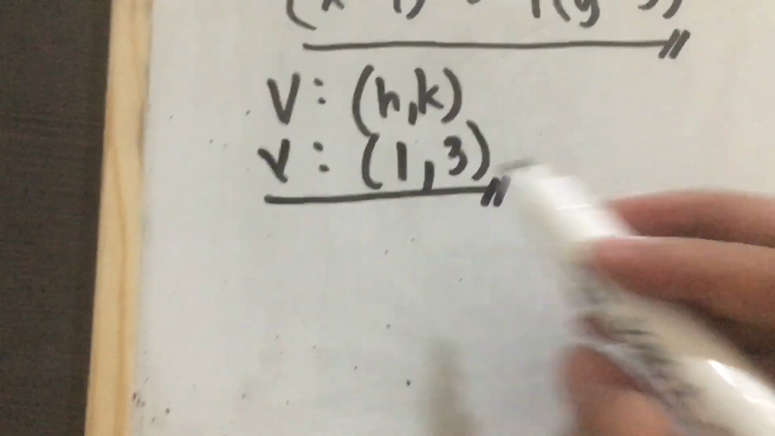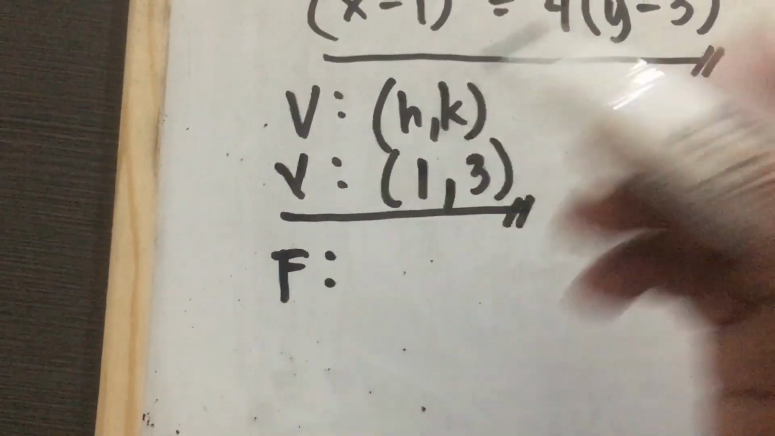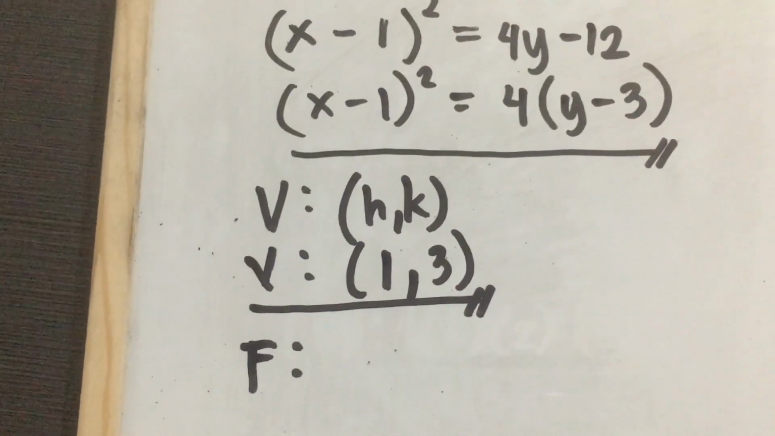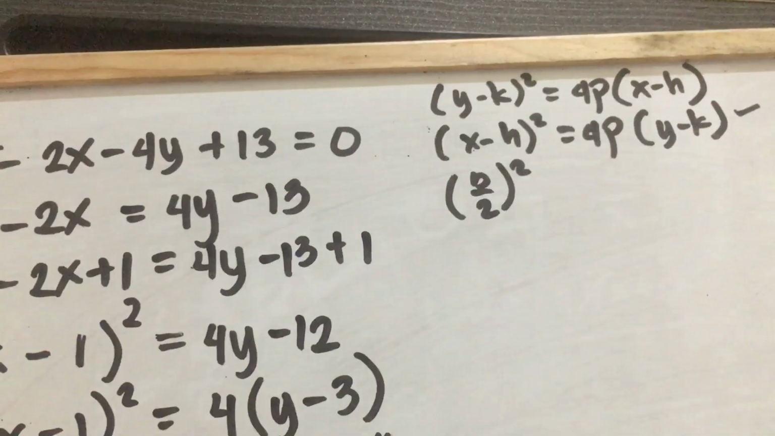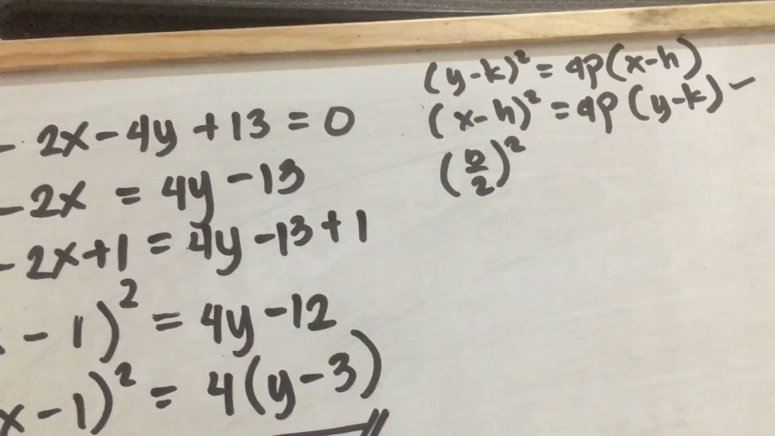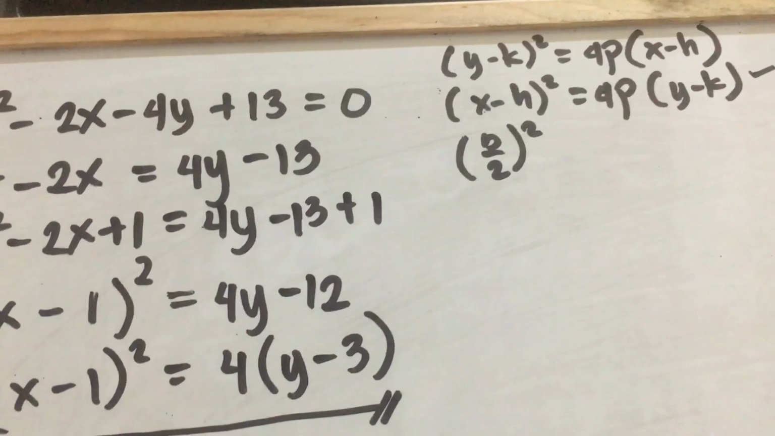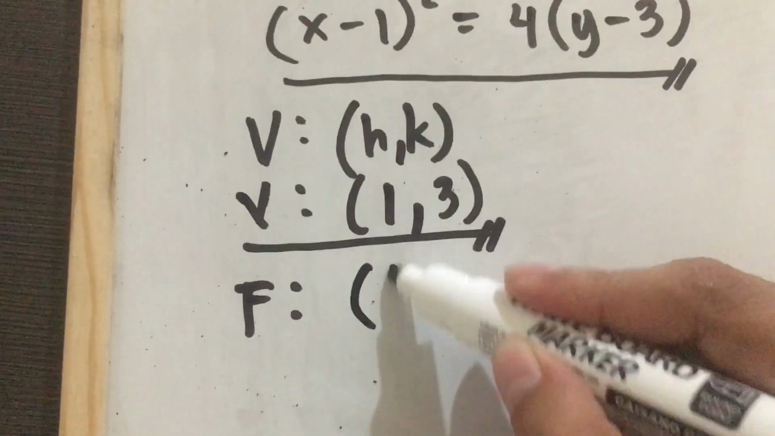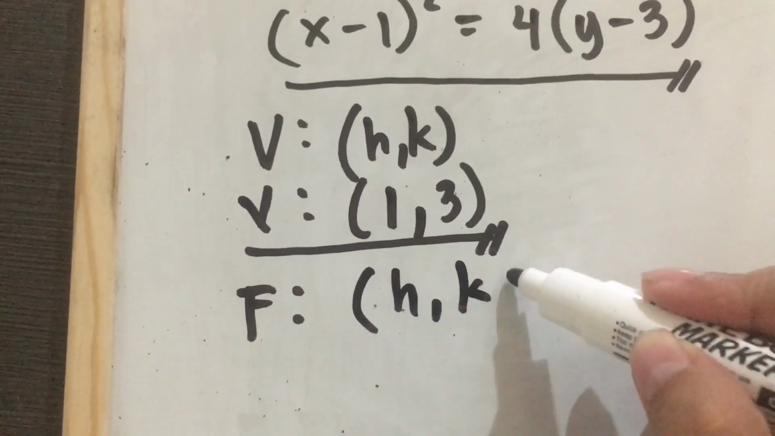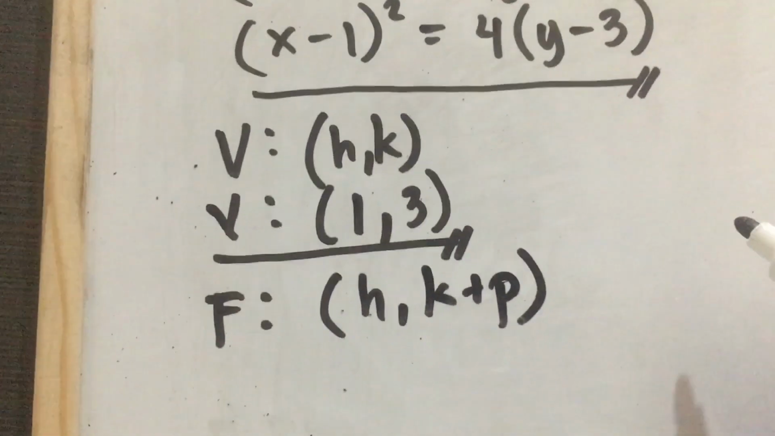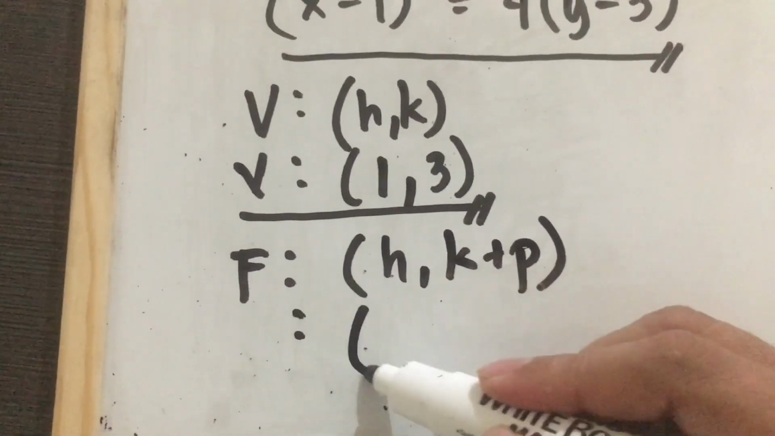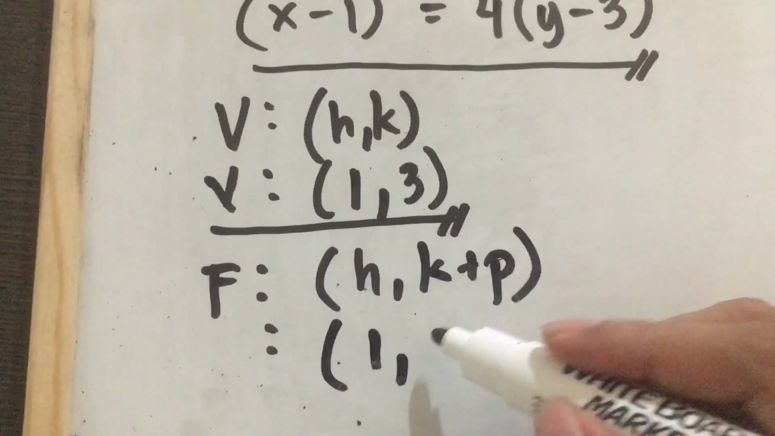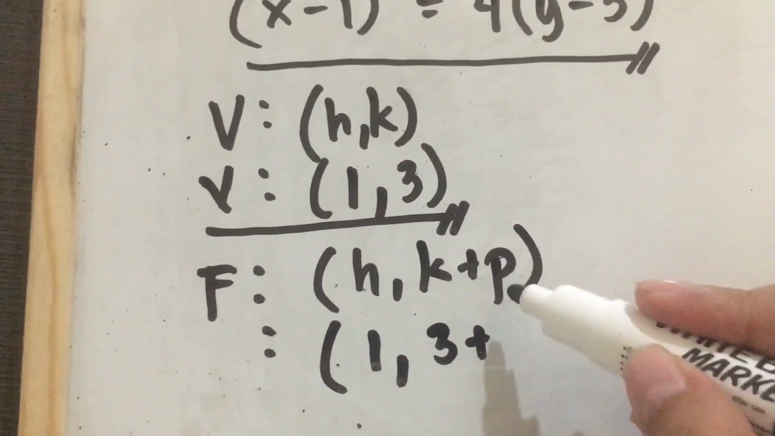After finding the vertex, you also need to find the focus. So we all know that for the standard form, x minus h squared is equal to 4p times y minus k, the focus is (h, k plus p). So the formula is (h, k plus p). Therefore, the value of your h is 1, the value of your k is 3, and you add the value of your p.